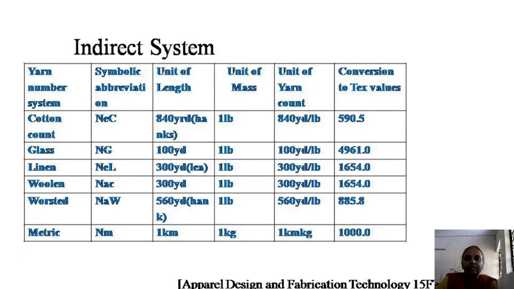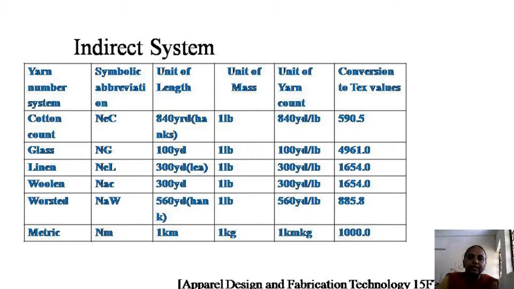Unit of length divided by unit of mass. In the direct system, it is unit of mass divided by unit of length, but here it is interchanged, the opposite. Conversion to tex value is 590.5. You have to remember this, conversion to tex value 590.5. So unit of yarn count is 840 yards divided by pounds.